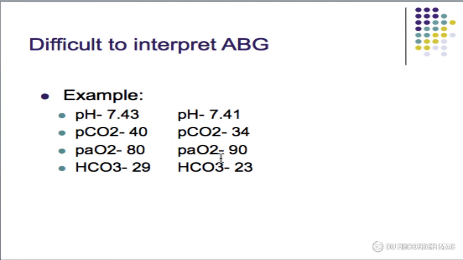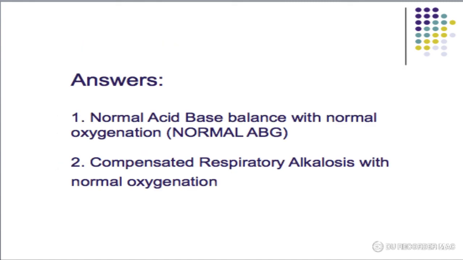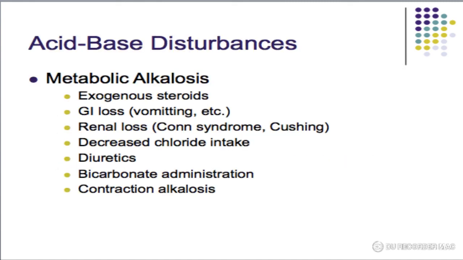This PO2 of 90 is considered to be normal. No, so pH, PCO2. So this is considered to be normal compensated respiratory alkalosis.